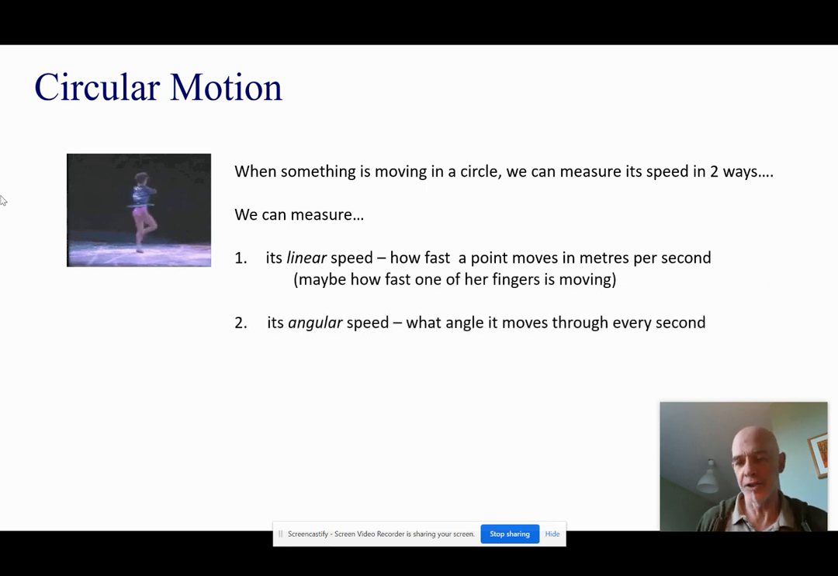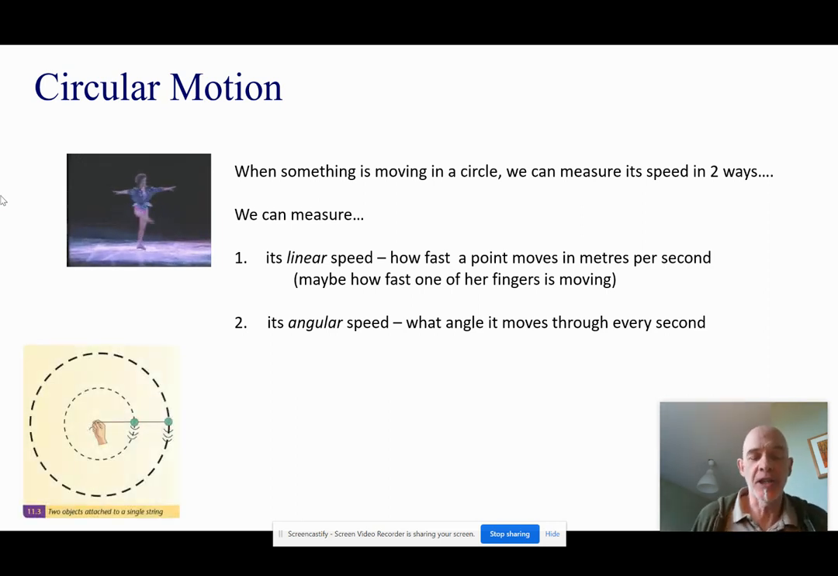We can talk about linear speed, which is the traditional way that we've always talked about speed, distance over time, Junior Cert stuff, how many meters it moves per second, or we can measure its angular speed, what angle it moves through every second.